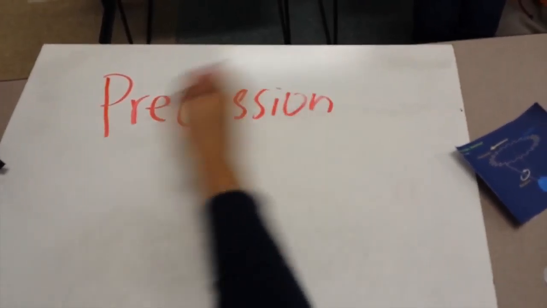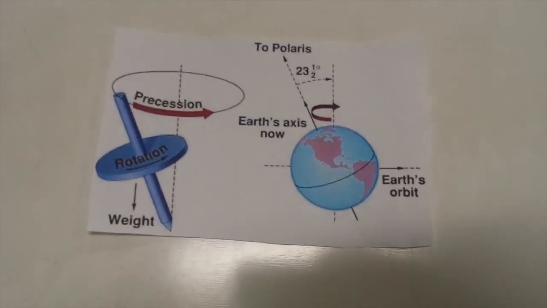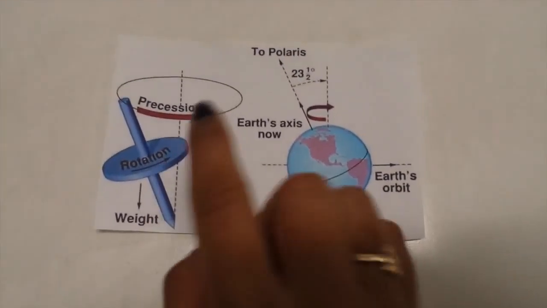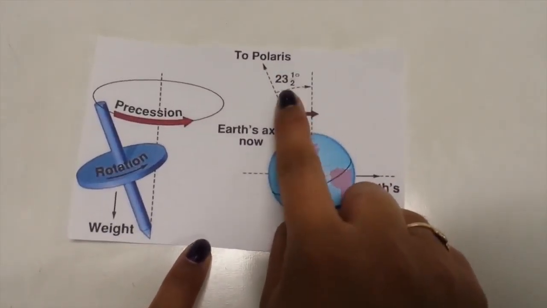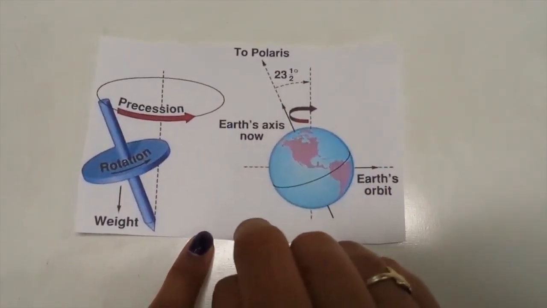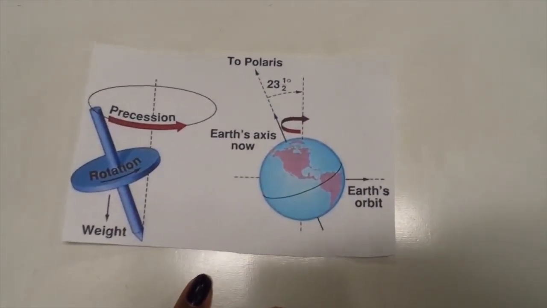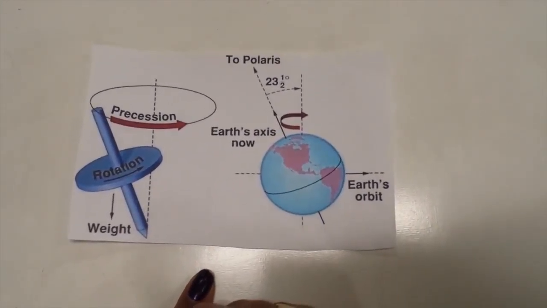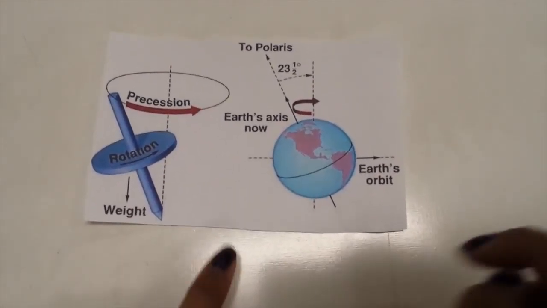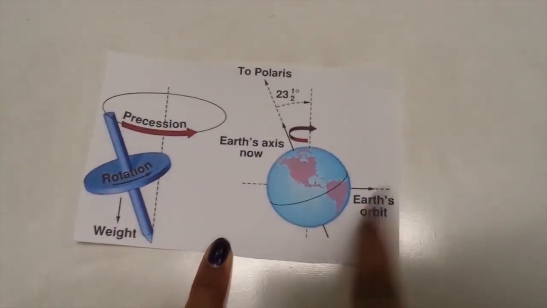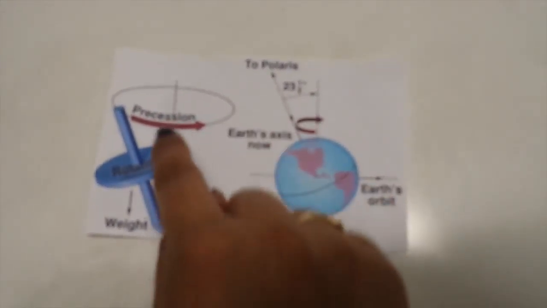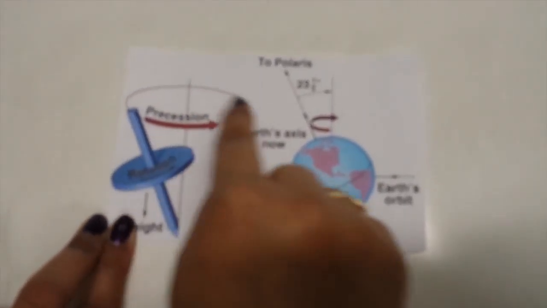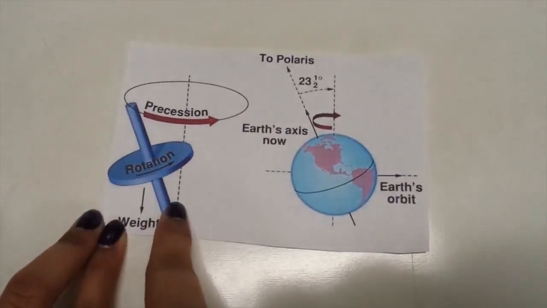And now we're going to talk about precession. Precession is a slow gyration of Earth's axis around the pole of the ecliptic caused mainly by the gravitational pull of the Sun, Moon, and other planets on the Earth's equatorial bulge. And you'll see in this picture how it's going around in a circle. You see the Earth's orbit, and that tilt of 23.5 degrees is going around in a circle. And there's an example right there.